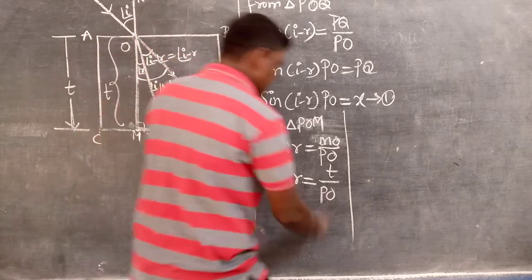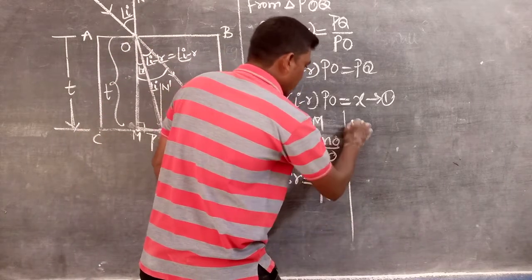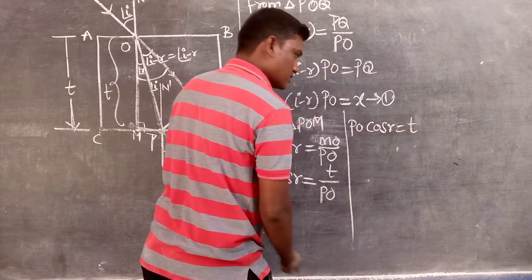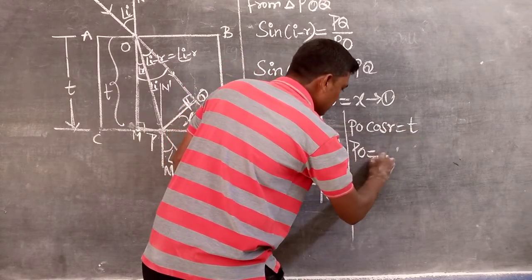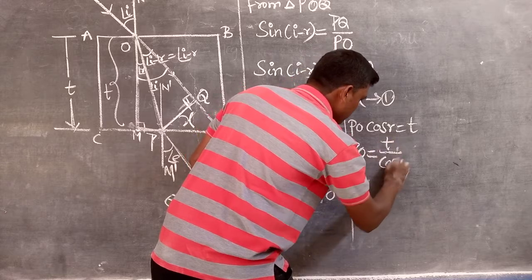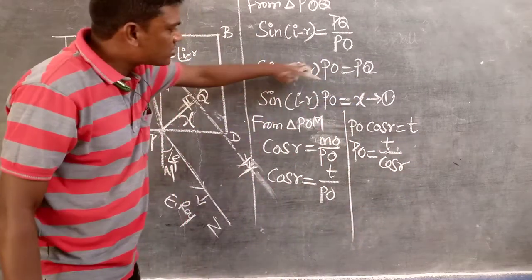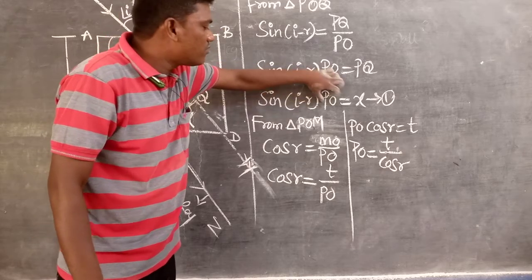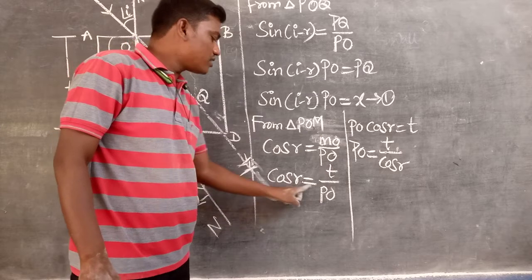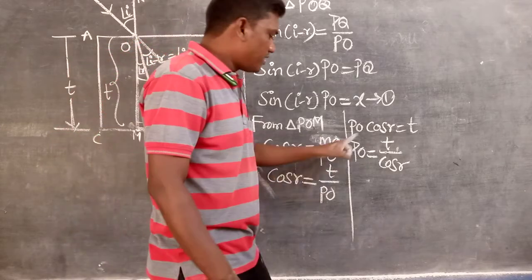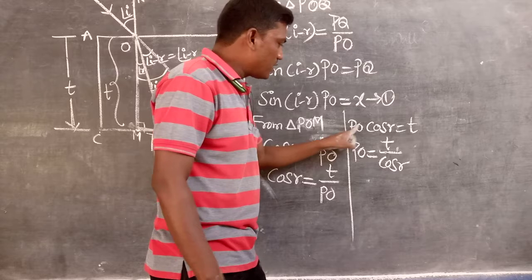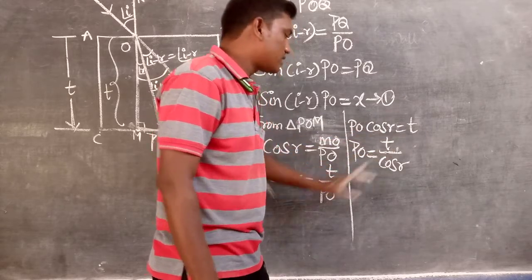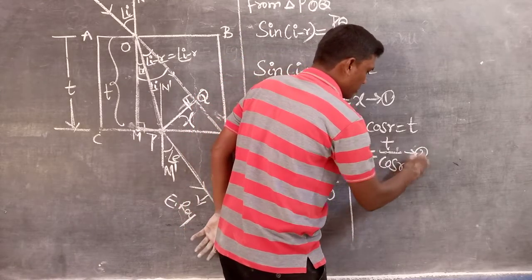Then here you are observing that PO cos R is equal to T. Then PO is equal to T upon cos R, because in equation 1 you are observing that the PO value is there. For finding out the PO we can do like this: cos R is equal to T upon PO. Then PO is transferred to this side, PO cos R is equal to T. Then PO equals T upon cos R. It is equation number 2.